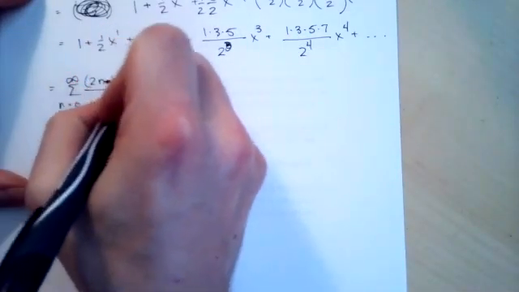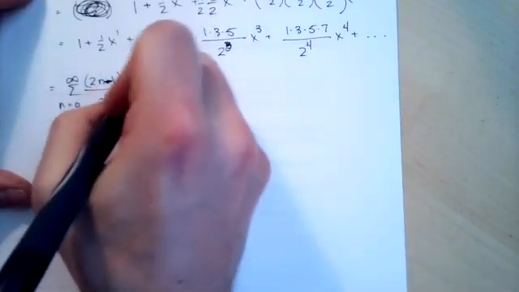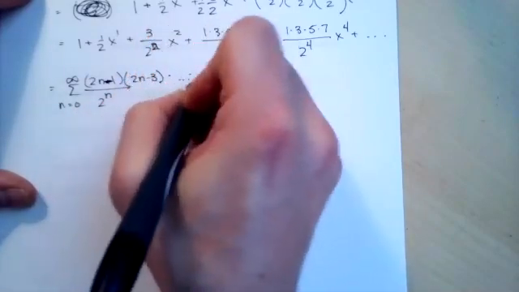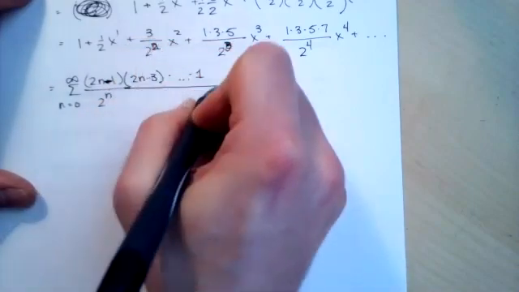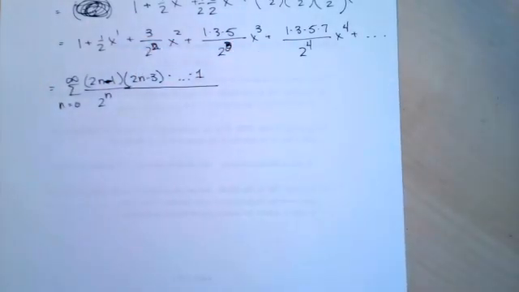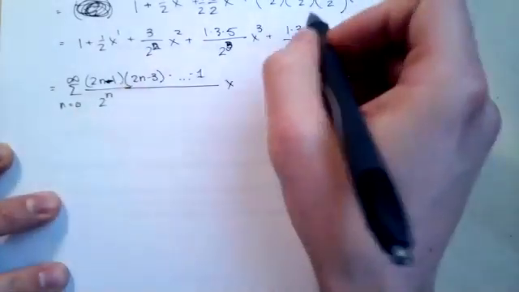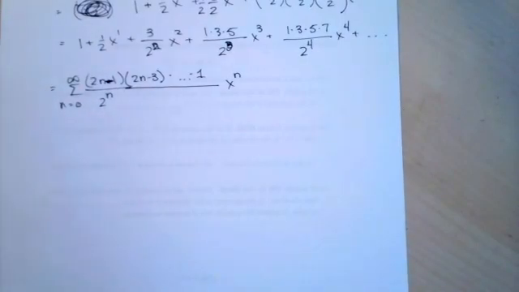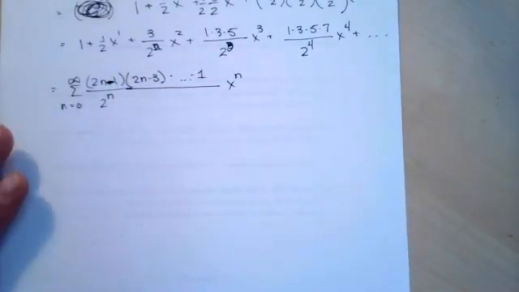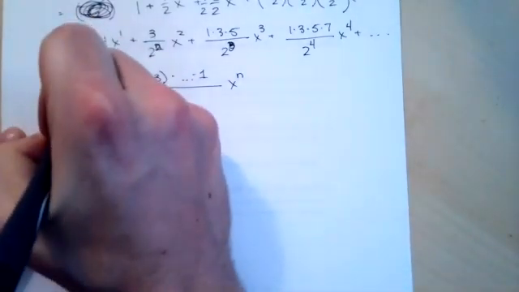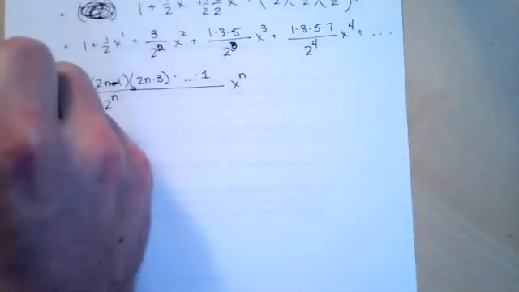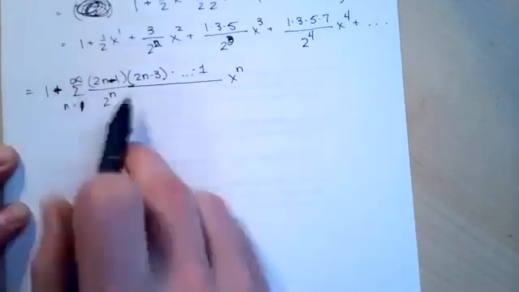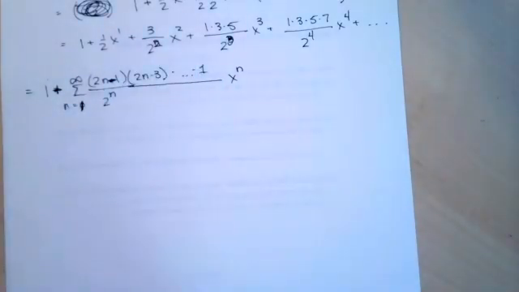And then times 2n minus 3 times all the way down to 1 times x to the n. It's about as close as we can get. The problem is when n is equal to 0, that doesn't quite work. So maybe we'll start this at n is equal to 1, and then we might have to add a 1 plus on the outside, since this 1 isn't entirely described by that sequence.